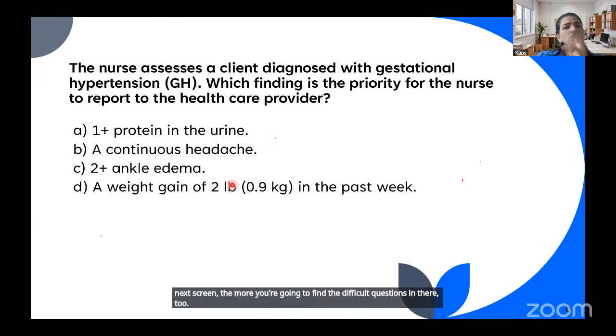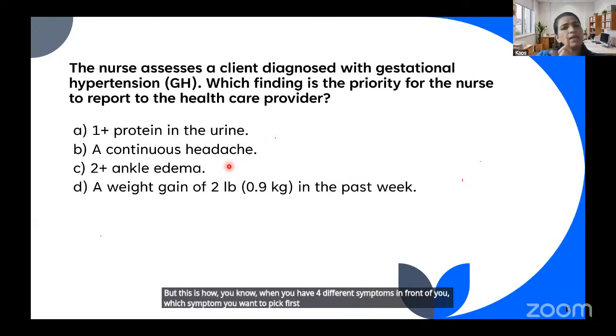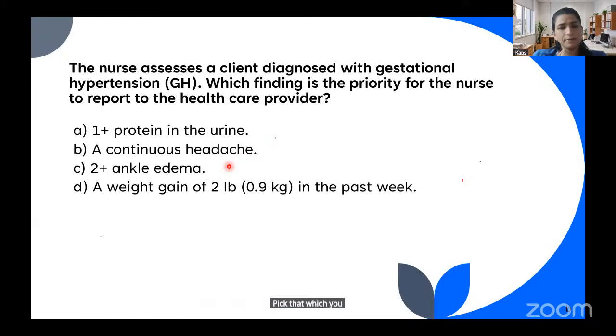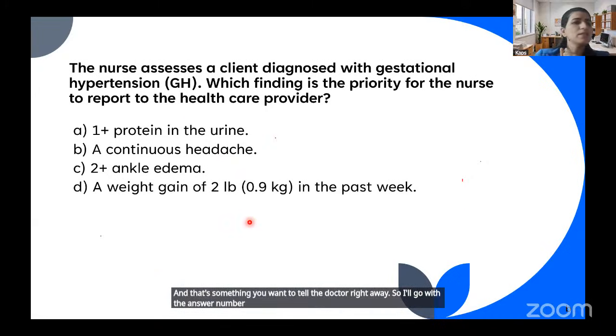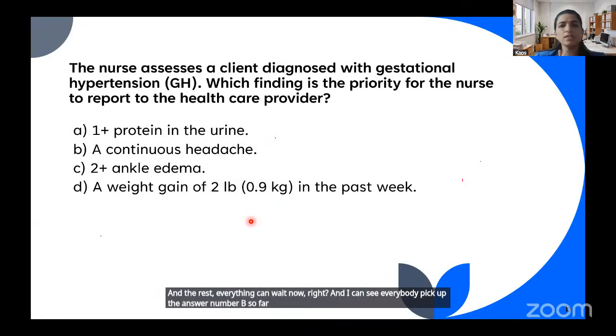But this is how, when you have 4 different symptoms in front of you, which symptom you want to pick first, pick that which you think cannot wait. And that's something you want to tell the doctor right away. So I'll go with the answer number B, and everything else can wait, right? And I can see everybody picked the answer number B so far, which is good. Seems like you know about this question pretty easily.